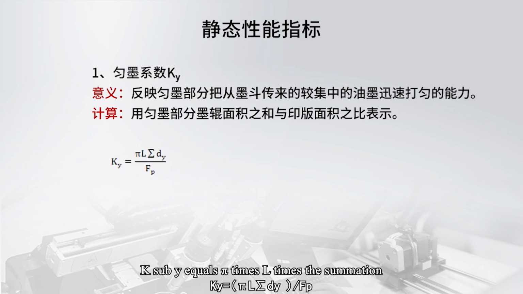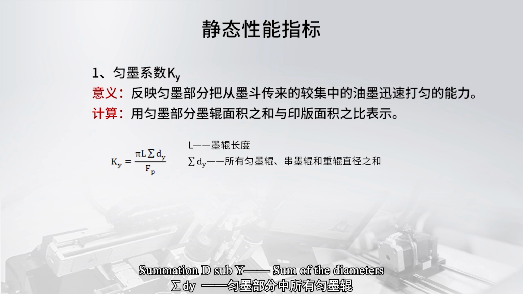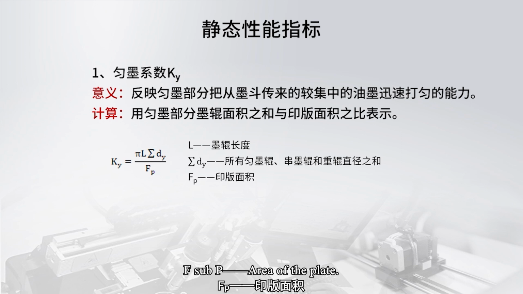K_y = π L Σd_y / f_p, equation 6-1, where L is the length of the ink roller, Σd_y is the sum of the diameters of all ink leveling rollers, ink distributing rollers, and ink weighting rollers in the ink distributing part, and f_p is the area of the plate.